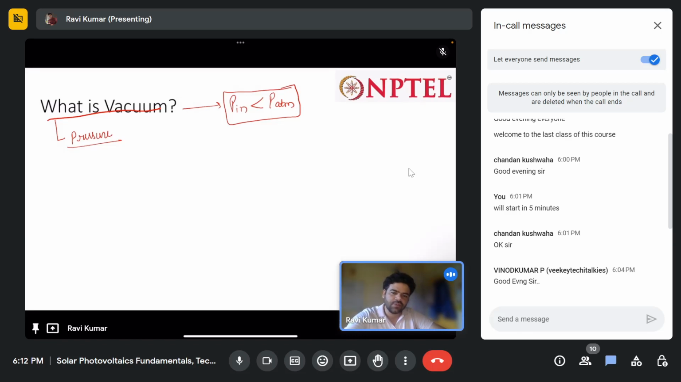So in terms of pressure, we can say when the pressure inside any chamber is lower than the atmospheric pressure, that is vacuum. But it depends how much lower it is compared to atmospheric. Then we can say it is low vacuum, high vacuum, or ultra vacuum.